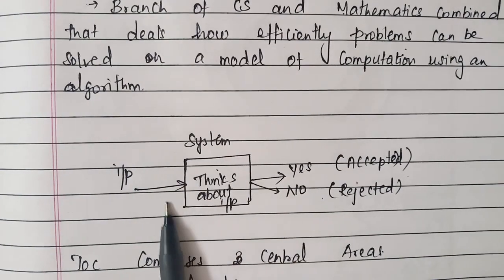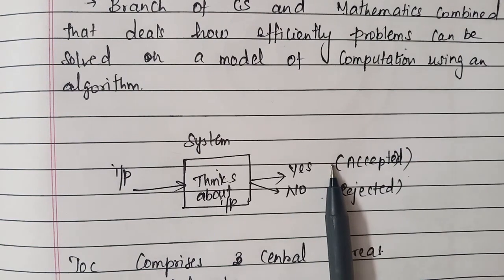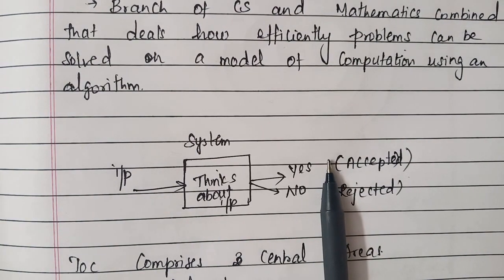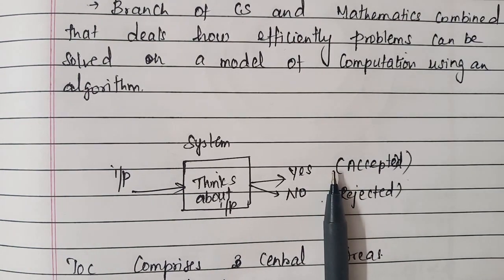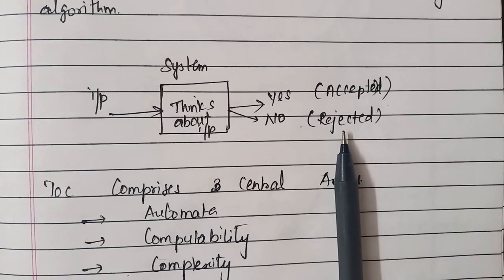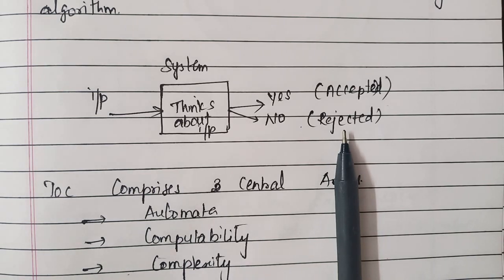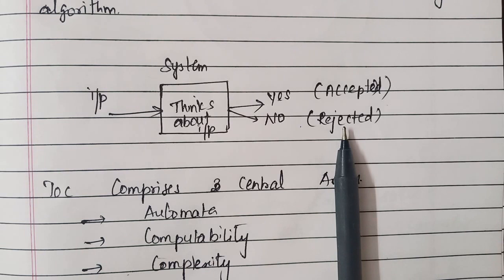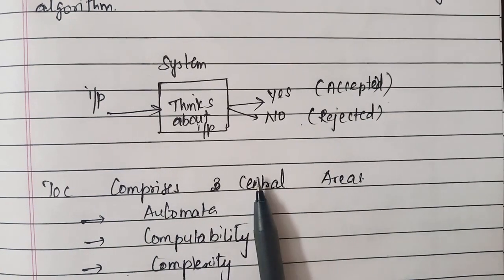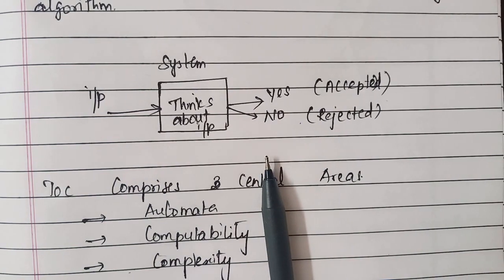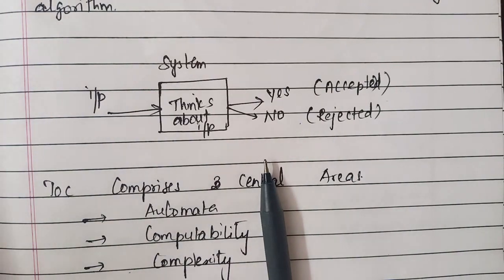For example, if you have a system which gets an input and produces an output, it should say yes or no, which means accepted or rejected. When they're talking about this, before the invention of computers, theory of computation tells us that there is a technology which provides an abstract model of a machine. It is not an original computer system, but an abstract model of a machine which can be used to decide whether a particular problem has a solution, say yes or no, accepted or rejected.